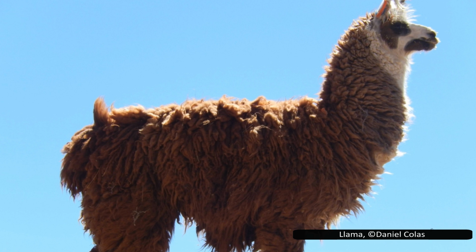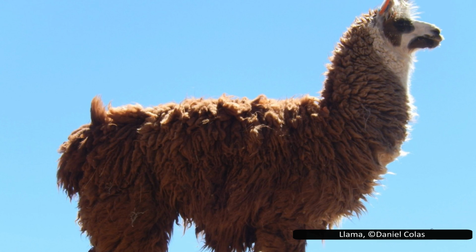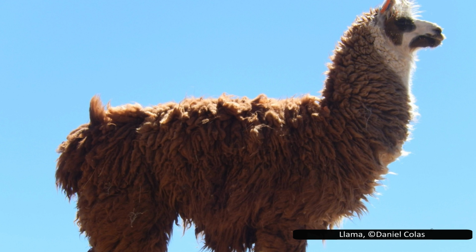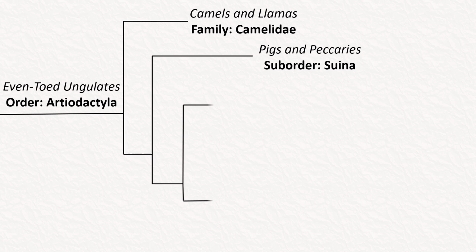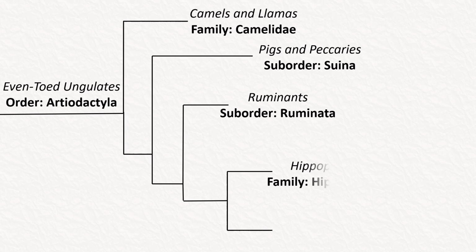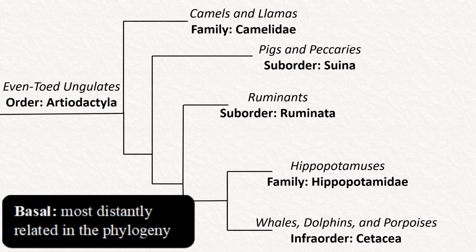At this point, I have several videos on different artiodactyls on my channel, so feel free to check out one of those if you want a fuller explanation of this order. As well as the camels, the order contains the pigs and peccaries, ruminants like cattle and deer, hippopotami, and the whales and dolphins. The interesting thing about the placement of camels within this group is that they are the most basal group in the order.